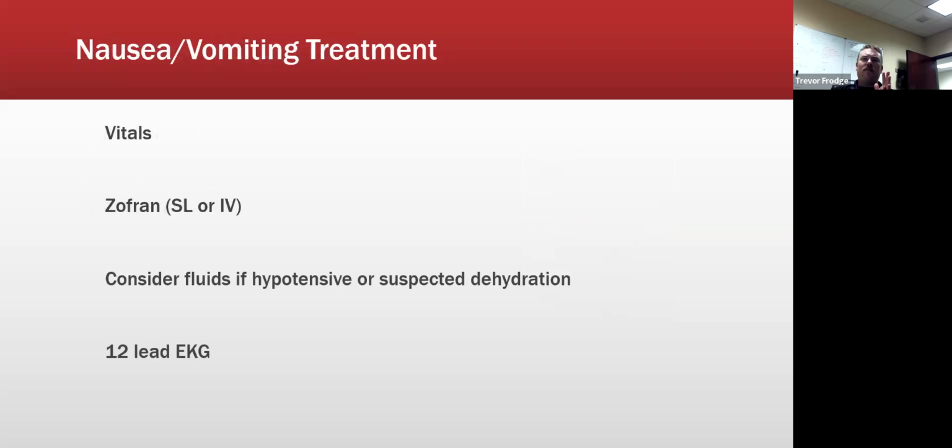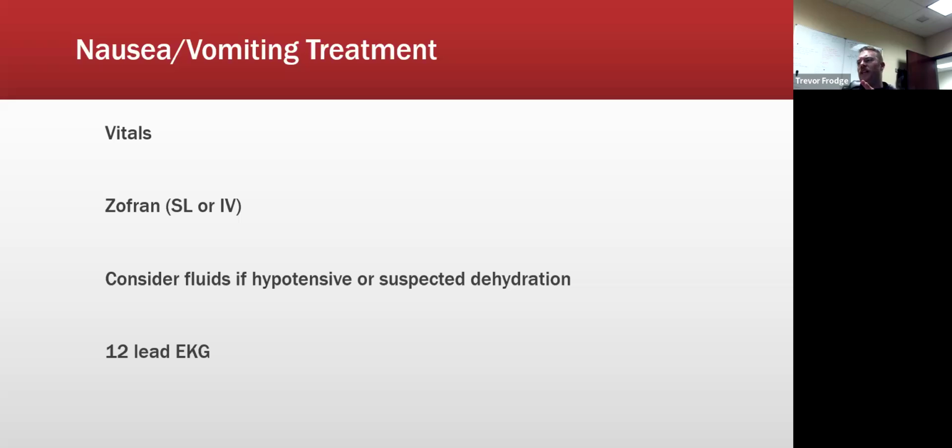So when we're dealing with nausea vomiting patients, number one thing is, again, vitals. Let's figure out if they are truly dehydrated, if we're dealing with something like hyperemesis, where they're just losing a lot of fluid, putting them at risk for hypovolemic shock. We can give Zofran either sublingual or IV or IM, right? So 4 milligrams. And if they are hypotensive or suspect dehydration, again, give them fluids.